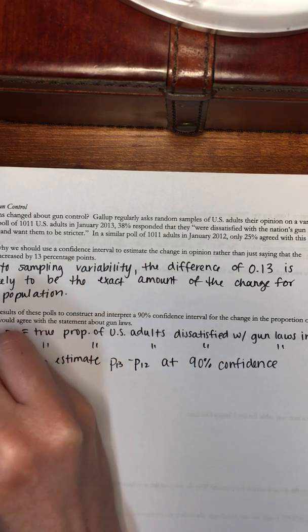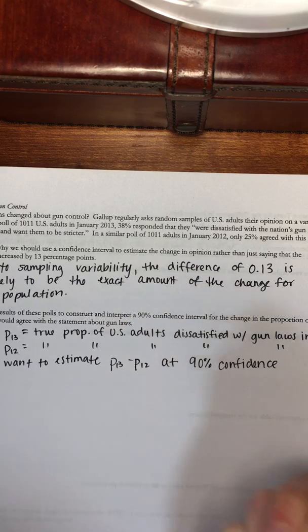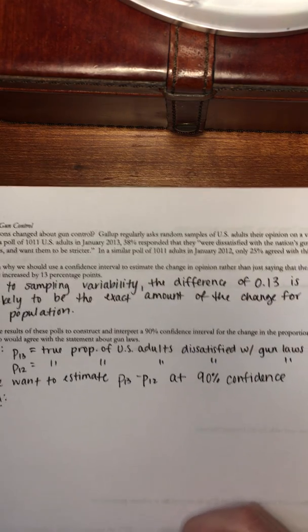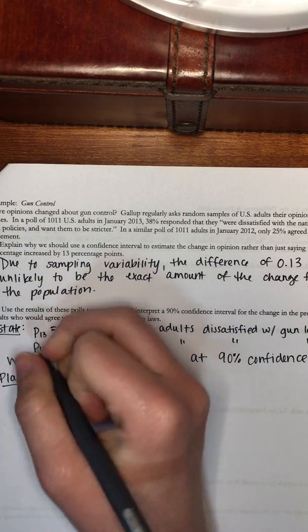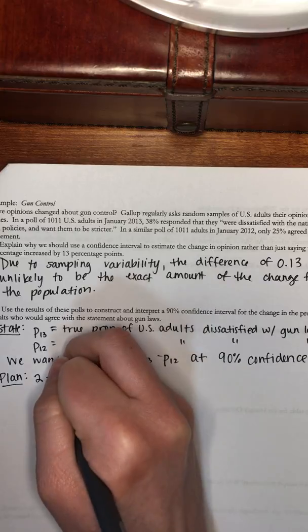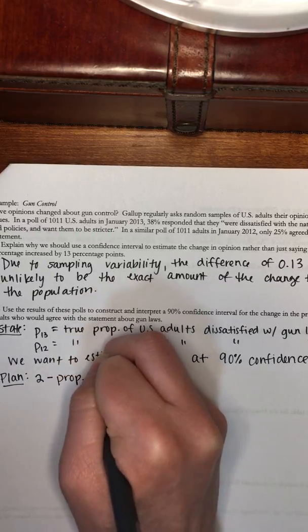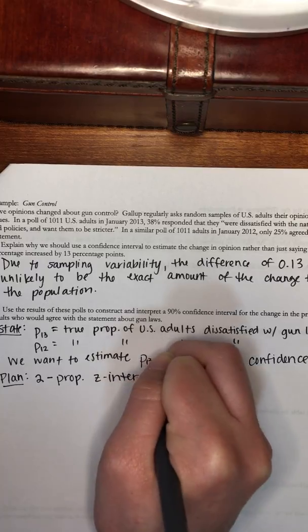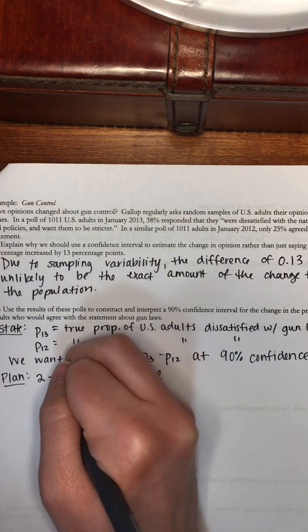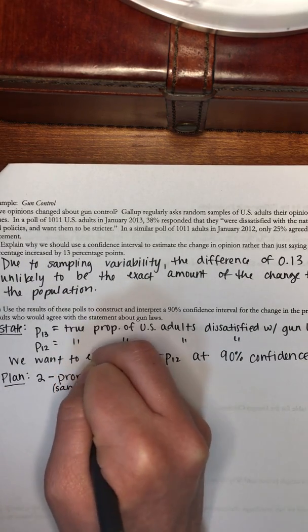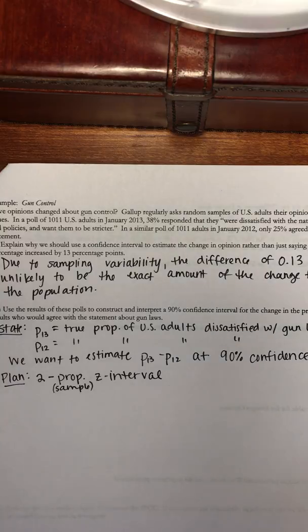So our plan step. We're going to name the inference procedure that we will be using, which is a two-sample Z interval, or two proportion Z interval. Both are fine. You're going to choose 2-prop Z interval from your menu in the calculator, just because in the calculator the 2-sample one is for means.